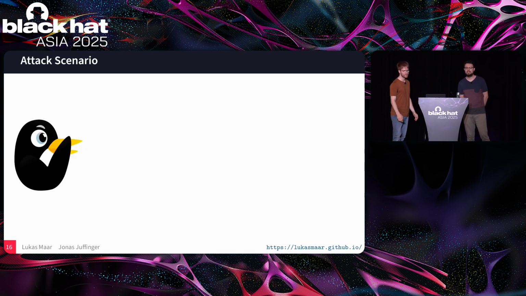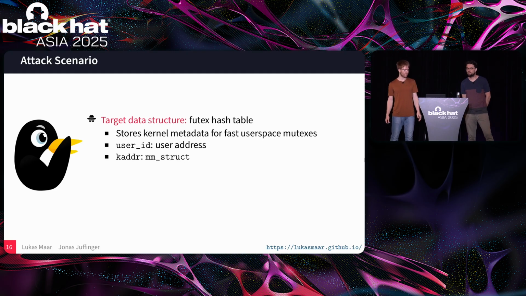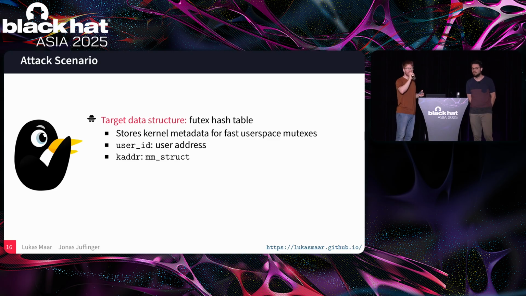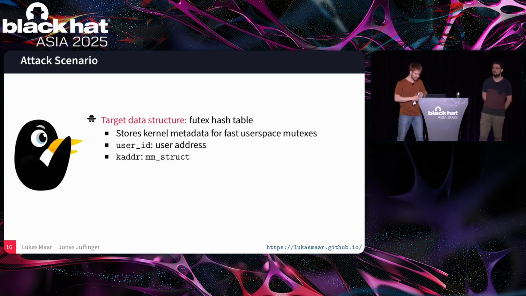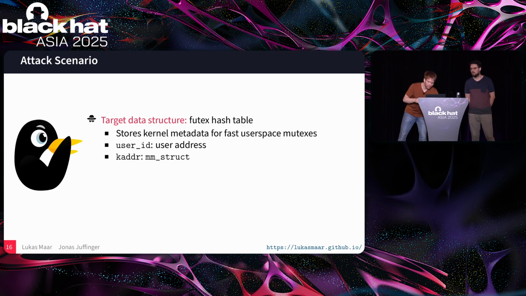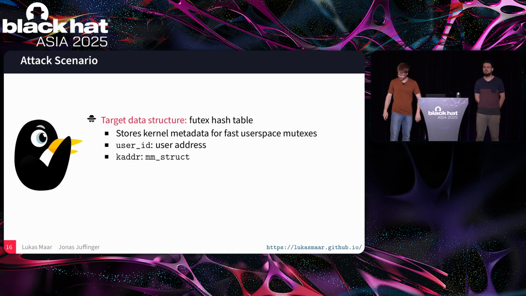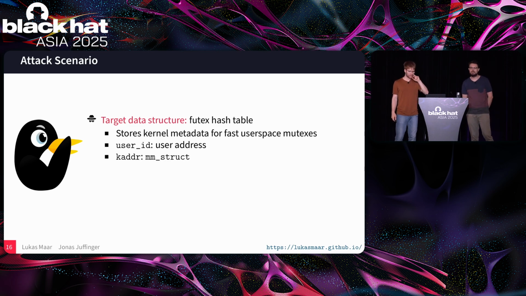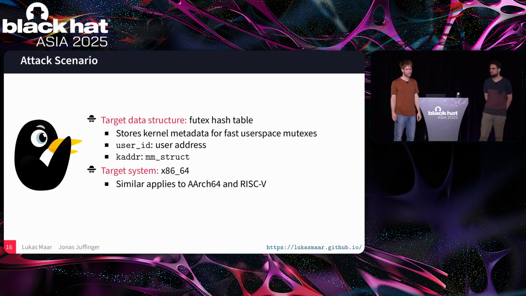Okay, let's look at the attack scenario. The data structure that we target now is the futex hash table. It's used to store data for fast user space mutexes called futexes on Linux. The user ID that we supply is a user address, so an address of the user space virtual memory. And the kernel address that we will leak is the address of the MM struct. The MM struct stores pretty much all important data about the virtual memory of a process. So it has quite interesting stuff in there.